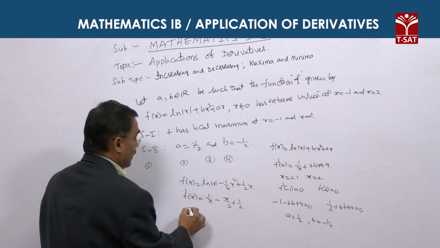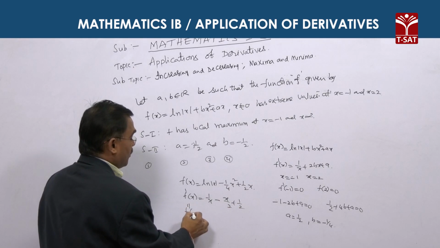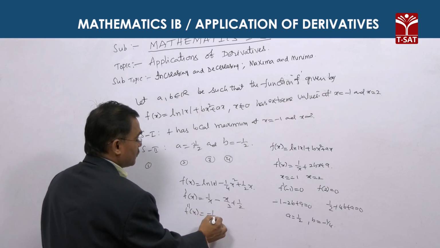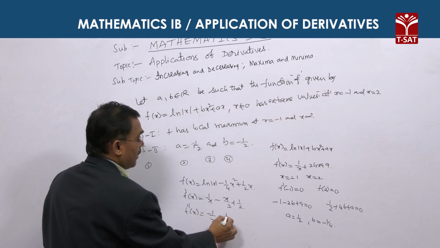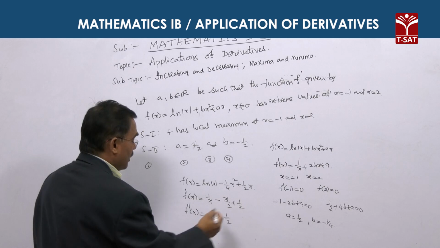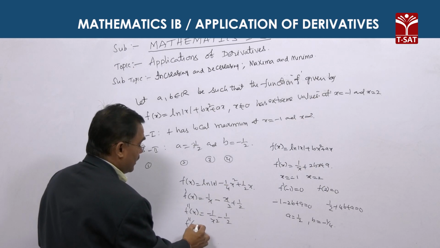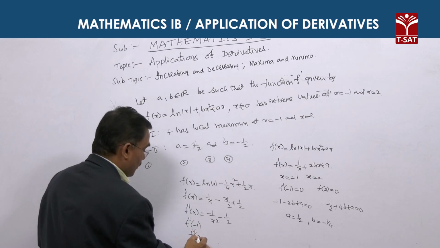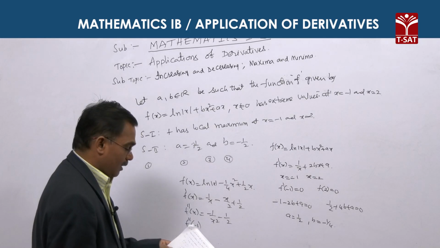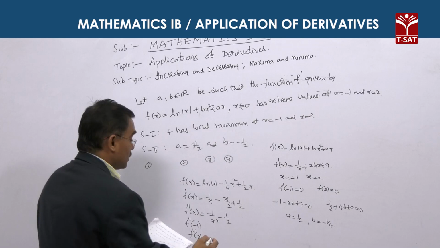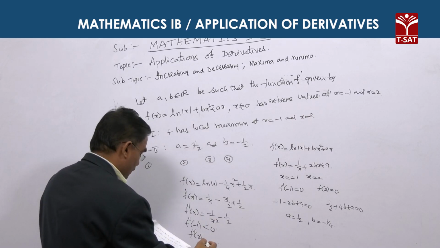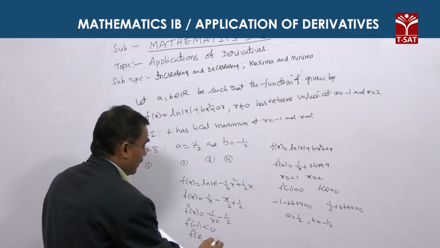Next, find f''(x). f''(x) = -1/x² - 1/2. Substitute the values: f''(x) at x = -1 is negative, and at x = 2 it is also negative.